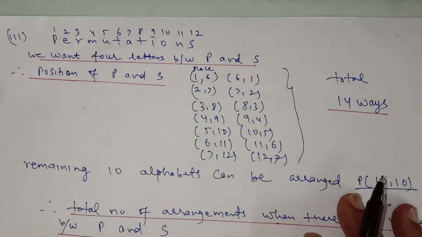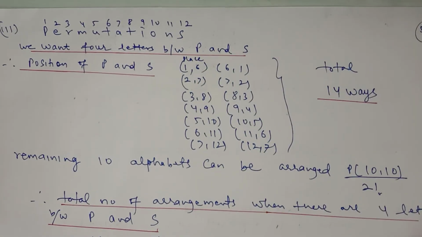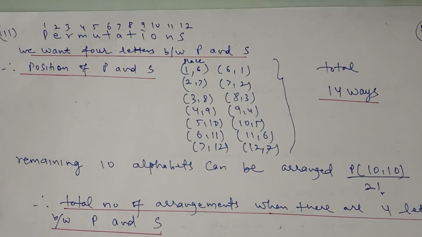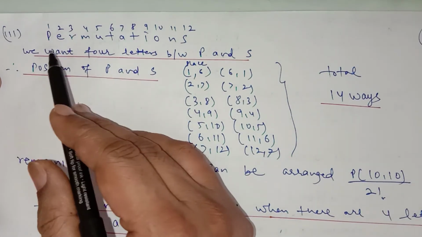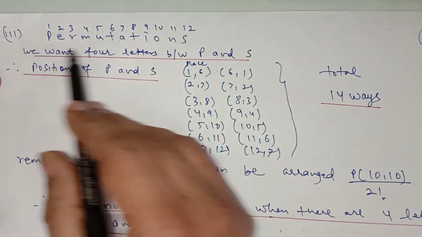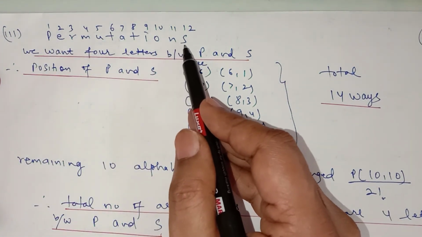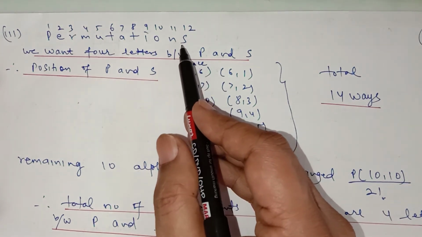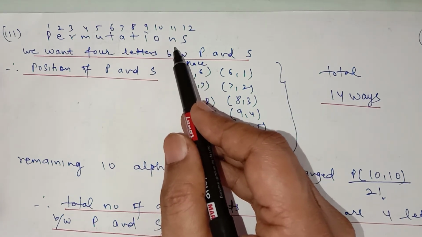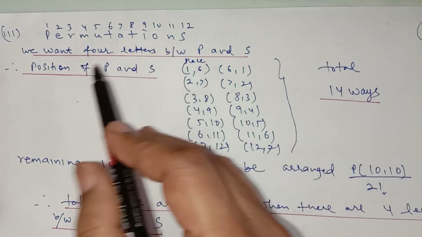Now see the third part of this question very carefully. It is being asked how many words you can make so that there are always 4 letters between P and S. So how many alphabets are there? 1 to 12, that is, 12 alphabets are there in the word permutation, and you have to arrange 4 alphabets between P and S. It means you have to find how many ways we can arrange P and S when there should be 4 alphabets between them. So I have written all of them.